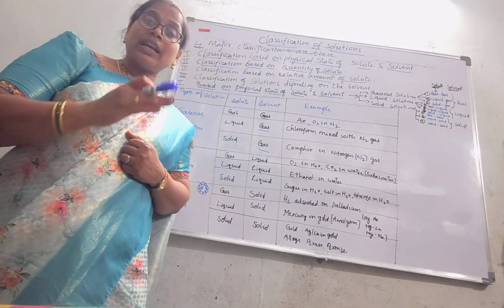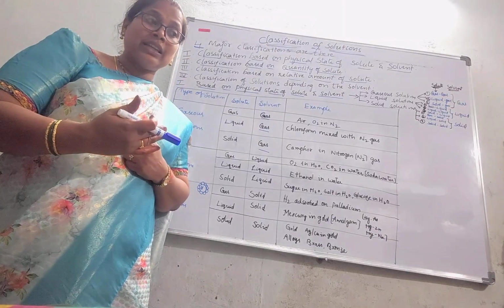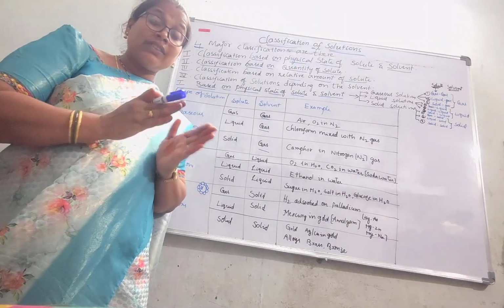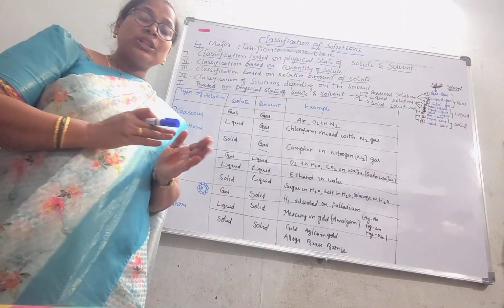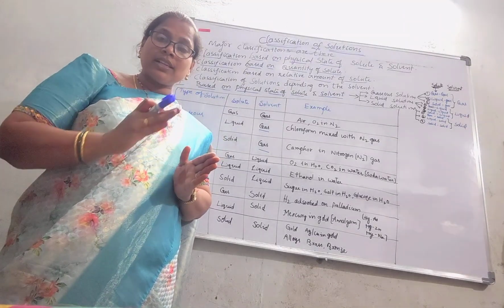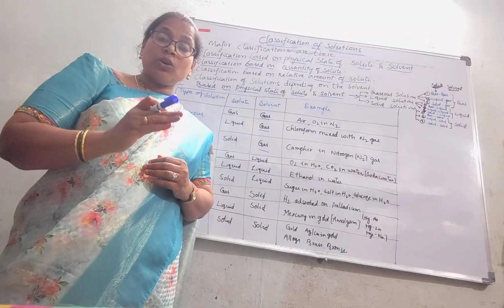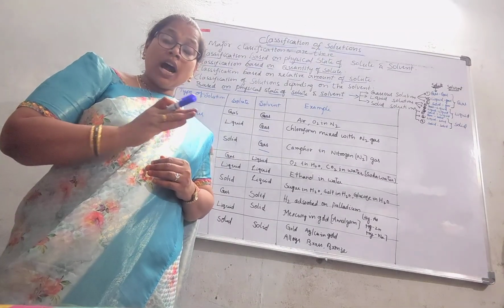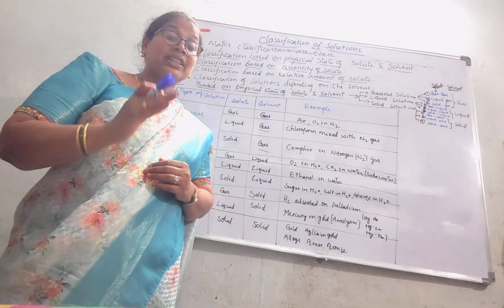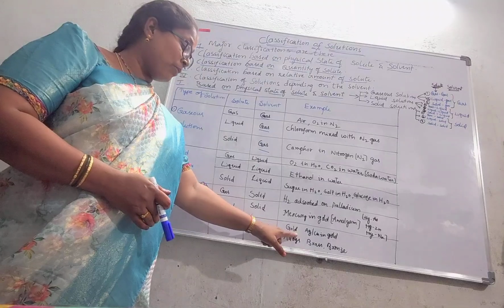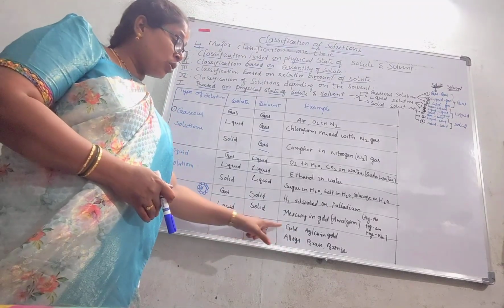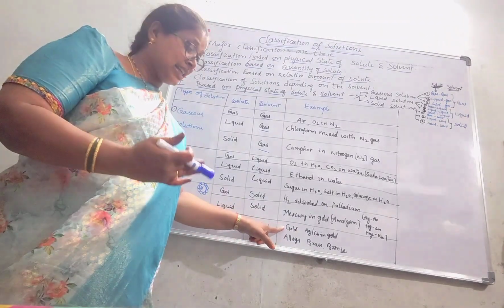So to make ornaments, they add another metal like copper or silver. They mix the gold with the copper or silver. 22 carat gold means 22 parts gold and 2 parts copper or silver. So here gold is an example of a solid and solid type. Gold means Au with Cu or Ag, like that.